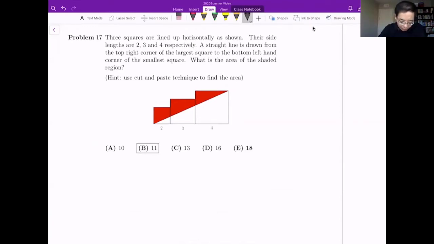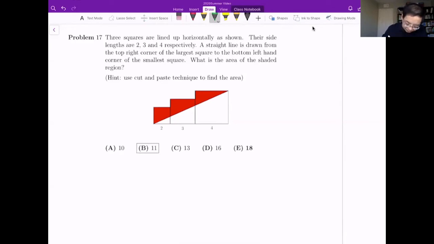Now, if you want to find the area directly, which means you directly calculate the area of the red region, then you need to use more advanced knowledge, like similar triangles. But we haven't learned those things so far. So what we're going to use is the simple cut and paste. Okay, so what is cut and paste? Right, so cut and paste is, we try to combine this with other easy shapes to calculate the area.